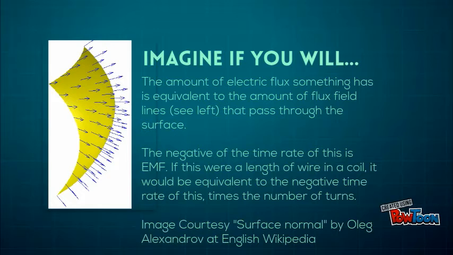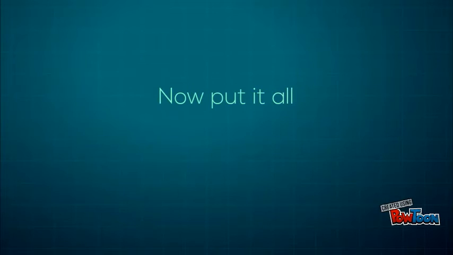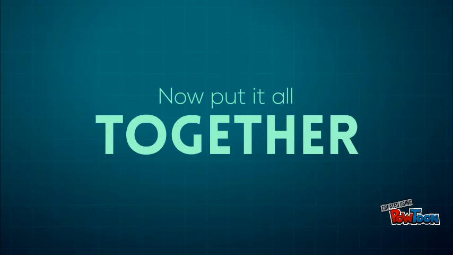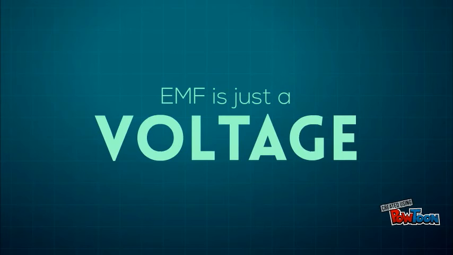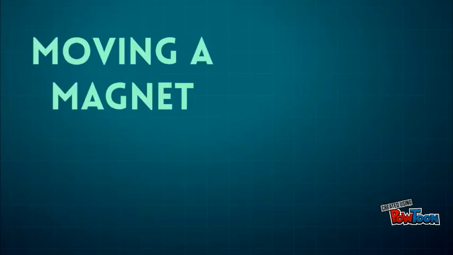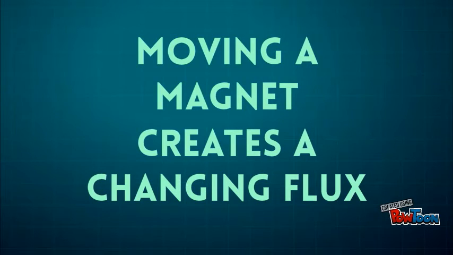So to start putting things together, EMF is just a voltage. Moving a magnet just creates a changing flux. So when you put the two together, when you move a magnet on the inside of a coil, you get a voltage. And that voltage can be stored many ways, much like a practical example here of an emergency flashlight.